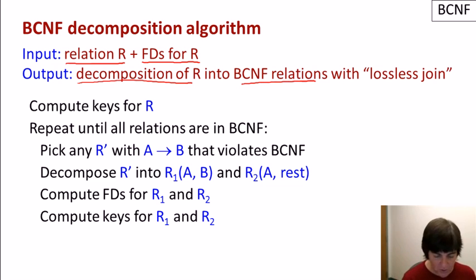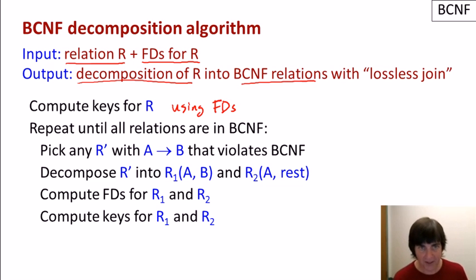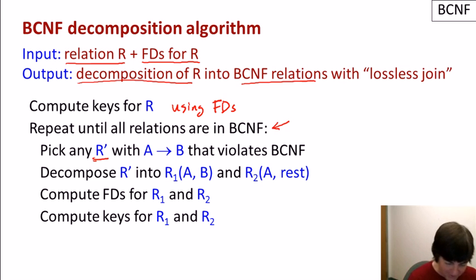The first thing we're going to do is compute keys for R, and we're going to do that using functional dependencies as we've seen, and we saw the actual algorithm for doing that in a previous video. And then we're going to start doing the decomposition process. And we're going to repeat the decomposition until all of the relations are in BCNF. So we're going to take R and we're going to break it up into smaller relations, and we might further break those into smaller relations and so on until every relation is good. So the breaking down process says pick a relation that's bad. So we're going to pick a relation R prime in our current set. And again, we're starting with only R in our set.